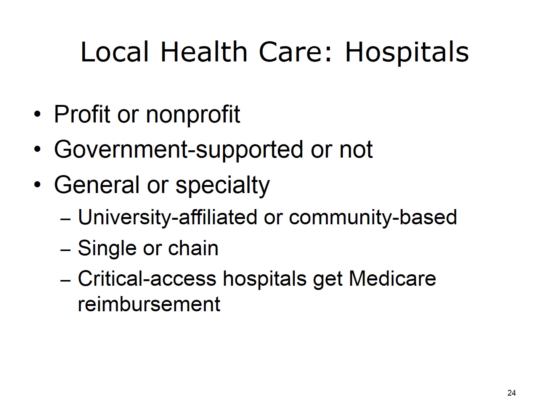Given the complexity of the U.S. healthcare system, it is not surprising that many types of hospitals exist. Hospitals may be for-profit or nonprofit, and they may or may not be supported by the government. They may provide general or specialty health care. They may be affiliated with large teaching and research institutions at universities, or they may be based in the community. For-profit hospitals may be single centers, or they may be chains with locations in many states run by corporations. Critical access hospitals are rural acute care hospitals that are certified to receive reimbursement from Medicare.